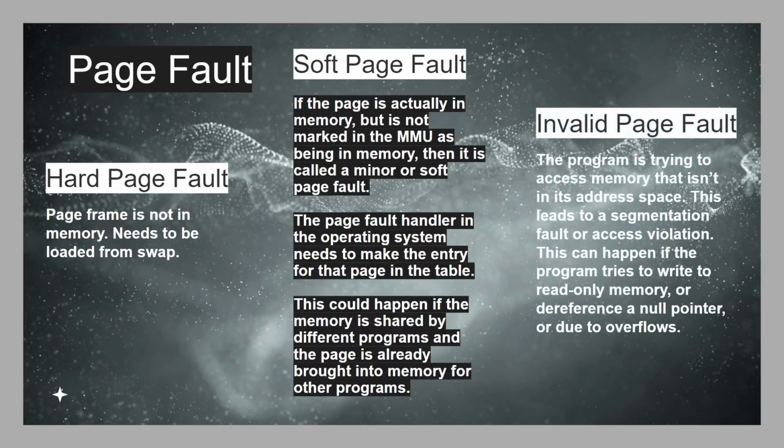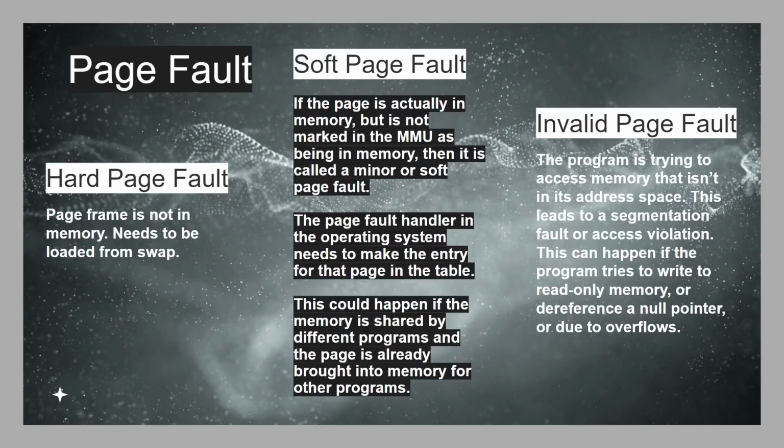Now if the program tries to access an address that is not mapped at all and it shouldn't access it, then that's when you get a segmentation fault or an access violation. For example, this can happen if the program tries to write to read-only memory. So if it tries to write to itself, for example, write over the code, then you will get an invalid page fault. If you try to dereference a null pointer, if you get buffer overflows, all these kinds of cases, basically the MMU says, no, I'm sorry, I can't deal with that address, and it raises an invalid page fault or an access violation.